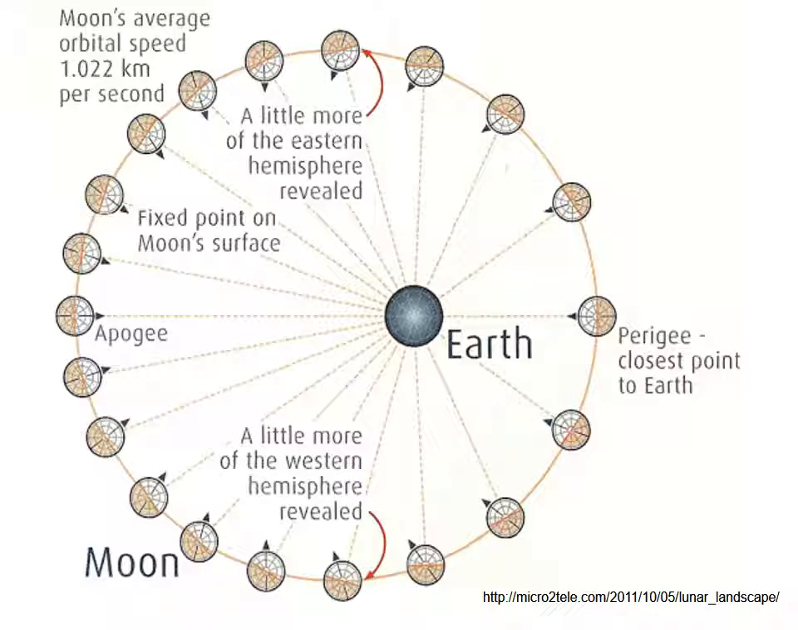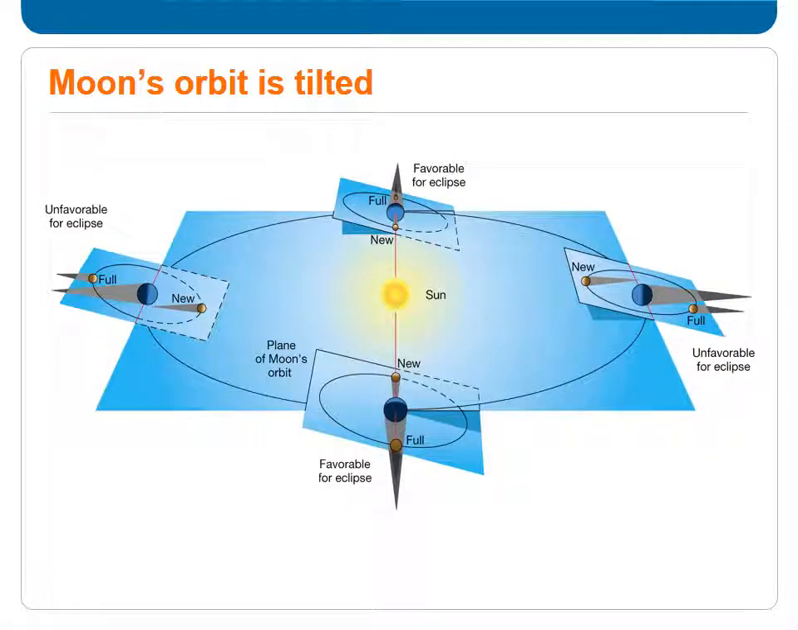The moon rotates once on its axis as it orbits the Earth. This is because it is tidally locked. Yet, because of the eccentricity or elliptical nature of the orbit, it appears to rock back and forth, causing east and west librations. The moon's orbit is tilted.